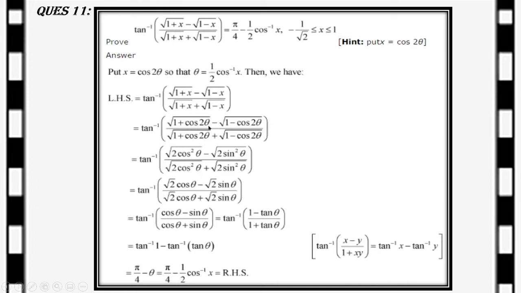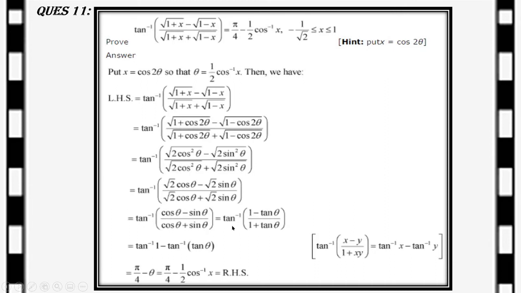replace x with cos 2 theta, and then 1 plus cos 2 theta, put the formula 2 cos square theta minus 2 sin square theta. Here 2 cos square theta plus 2 sin square theta. Now the square and root will be cancelled, so it will be root 2 cos theta minus root 2 sin theta, and the rest of the roots from cos and sine will be cancelled with these squares. So now we can take root 2 common from numerator and denominator, and it will again be cancelled. So cos theta minus sin theta over cos theta plus sin theta.